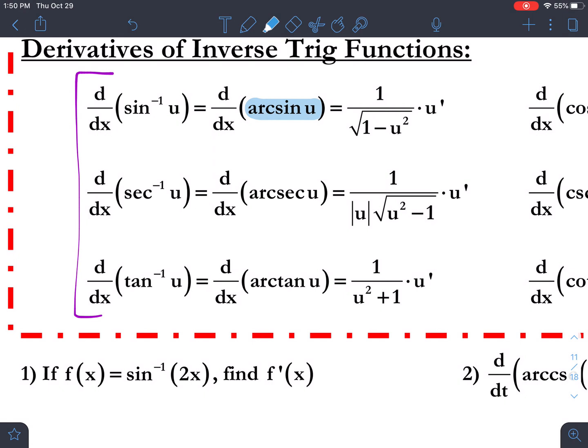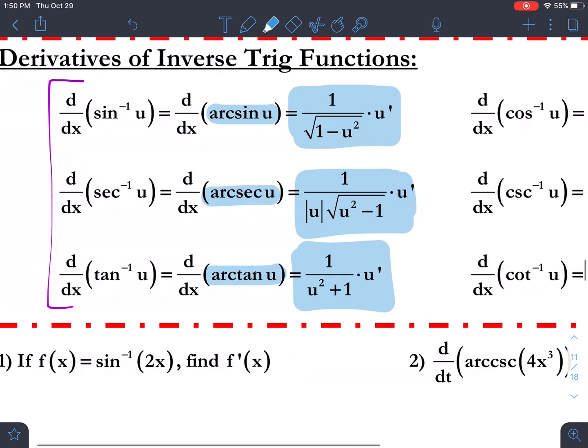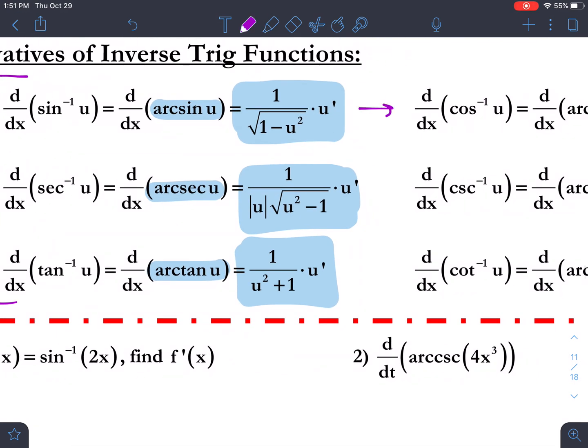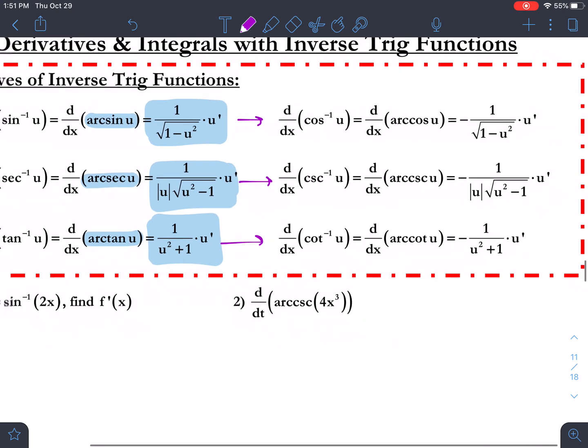You have arc sine, arc secant, and arc tangent. These are your three little formulas here. And if you remember the word cofunctions, so sine and cosine, secant and cosecant, tangent and cotangent from trig, the only difference here, look at those, is we have a negative out front. So really you just have to memorize three of them.